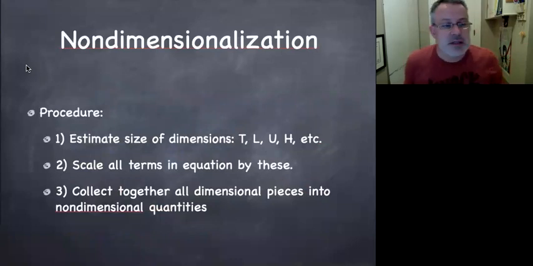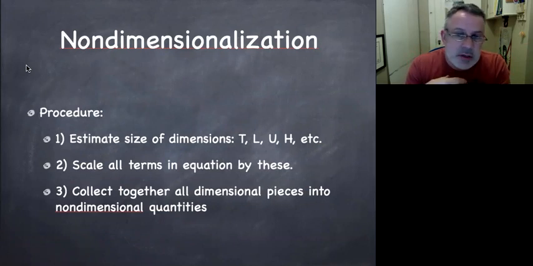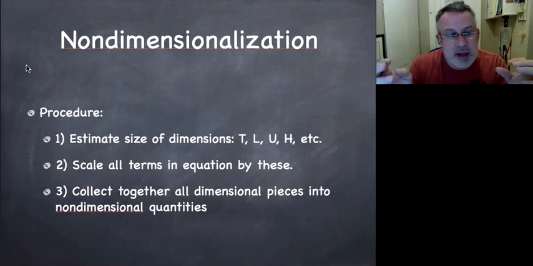Okay, non-dimensionalization. So the way that we've been talking about doing this is you estimate the size of the dimensions: time, length, velocity, depth, etc. You scale all the terms and equations by these. It's pretty much just writing down which one goes with which. Sometimes there's some decision to be made because you might have a difference or a total or something like that you have to worry about. But anyway, once you have written down all of the scales for all the terms in the equation, you collect them all together into non-dimensional quantities.